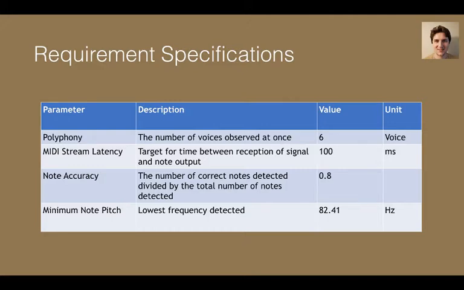The note accuracy is a ratio of the number of correct notes detected and the total number of notes detected. And we're shooting for 80% accuracy on our note detection. The minimum note pitch, the lowest frequency that the device can detect, we're shooting for 82.41 hertz. This frequency is the frequency of the low E string, note E2, on the electric guitar.